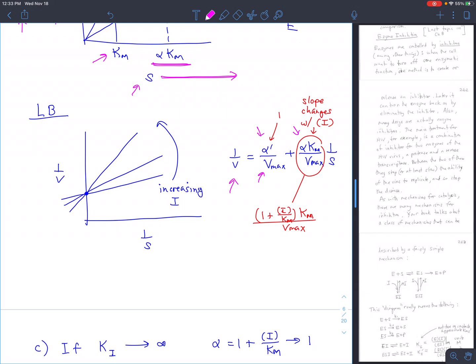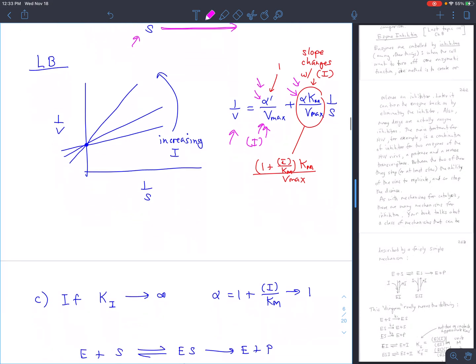And now, as I change the inhibitor concentration, this alpha prime never changes, right? It always stays 1. But this guy is changing. The alpha value is changing. It's getting bigger and bigger and bigger, which means the slope is getting bigger and bigger. And so the characteristic behavior in a Lineweaver-Burk plot for this particular type of inhibition is an increasing slope, but a constant intercept on the 1 over V axis.